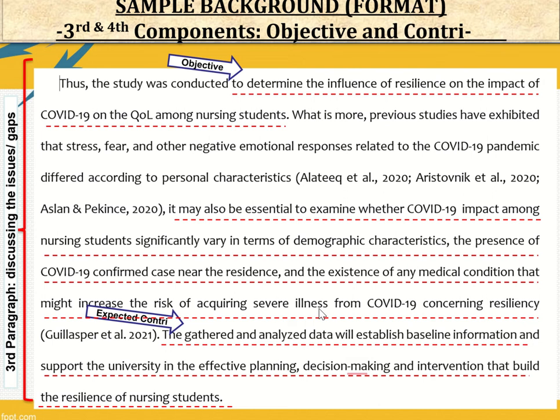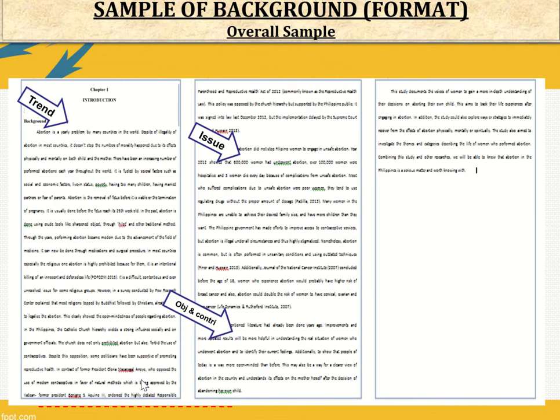And then, in your case, since it is just a proposal paper, everything must be in present or in future tense. Again, you should write your paper in present or in future tense since you will be conducting pa lang your research work. So this is the third and fourth component or the third paragraph of your background of the study, and that is now our TIOC approach.